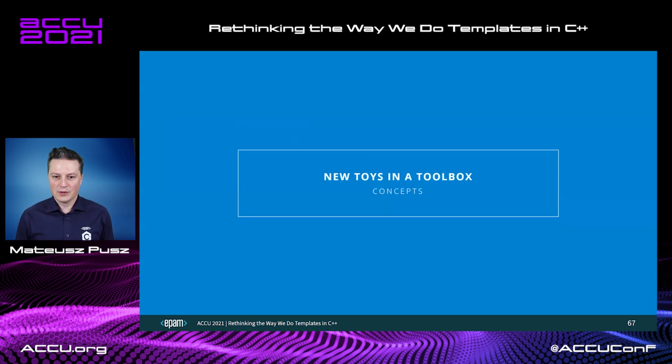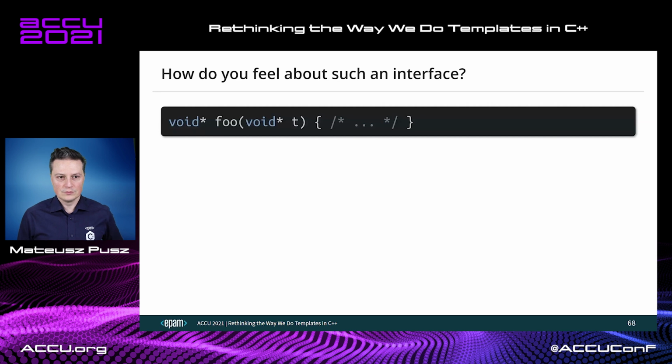Next feature I would like to address here is concepts. One of the biggest improvements, one of the bigger changes in C++20. The question is, how do you feel about such an interface? We have function foo that takes some parameter t and returns something. This is something we don't like, something that we make fun of, right? We are laughing that C does these things, we are better, we have strong types in the language.